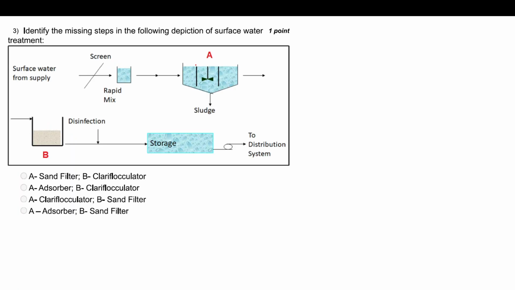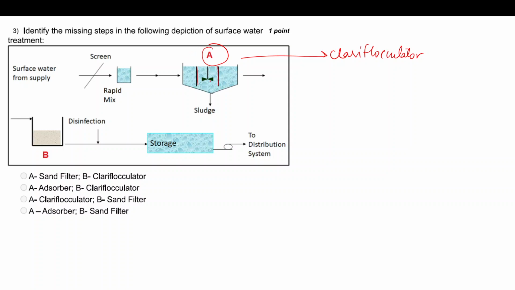Now, next is identify the missing steps in the following depiction of surface water treatment. So here A is nothing but a clariflocculator, because here you are simultaneously removing particles, providing baffles, which are for flocculation.